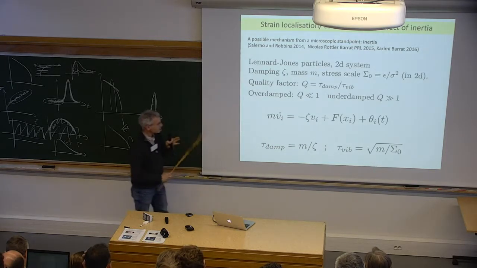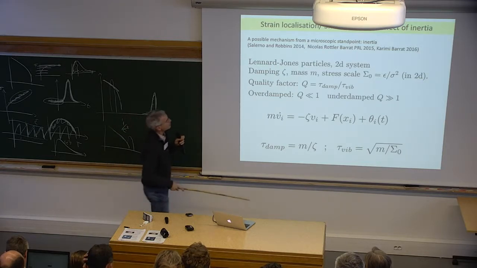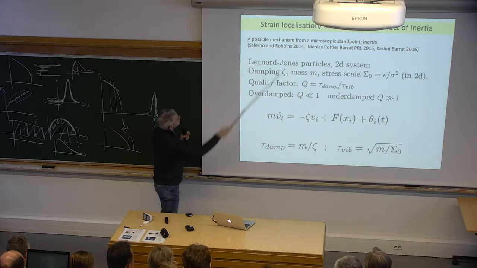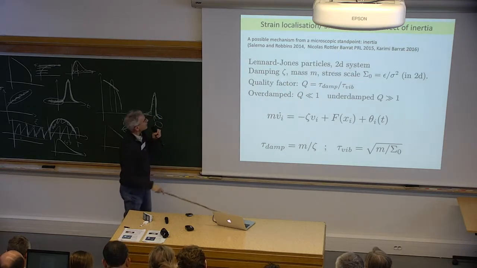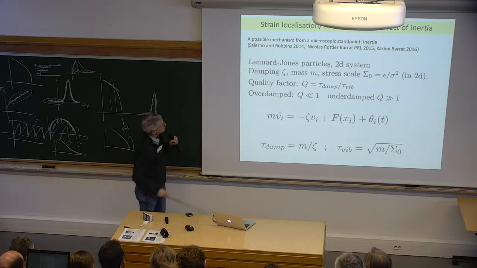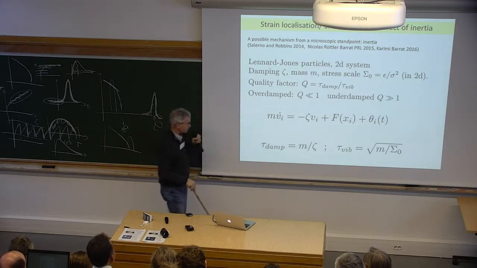So now the last mechanism I would like to discuss for strain localization is the effect of inertia. This is something that was discovered by Salerno and Robbins some time ago, actually not published, but it's mentioned in the PhD manuscript of Salerno. And we went beyond that and studied it a little bit in detail.